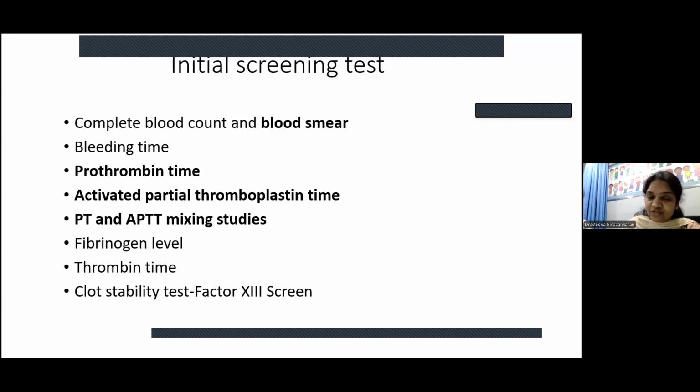In factor 13 deficiency, platelet number and PT-APTT will be normal. Clot stability won't be proper. So there is an unstable clot. So a factor 13 screen would help in identifying factor 13 deficiency. These are the screening tests we need to look for when we are dealing with a bleeding disorder.